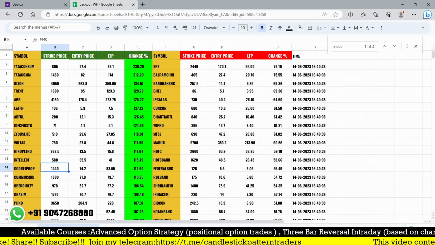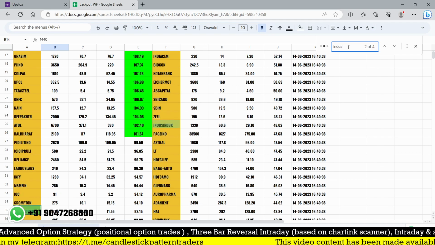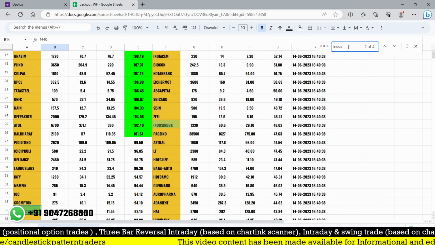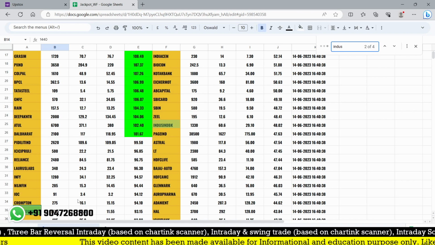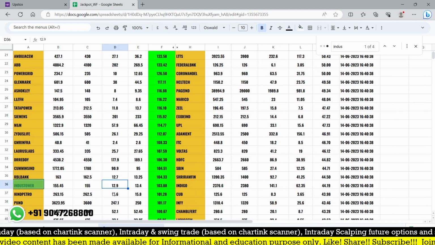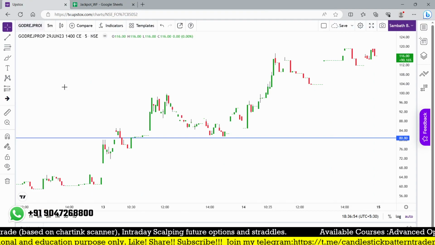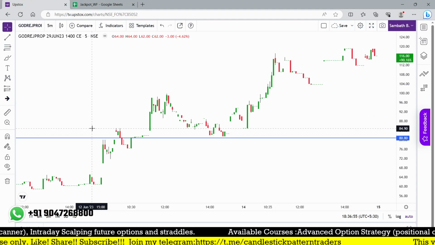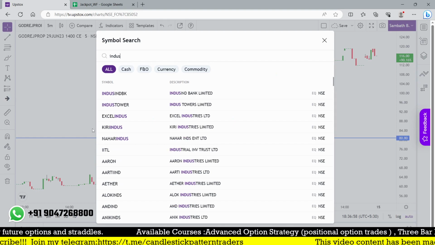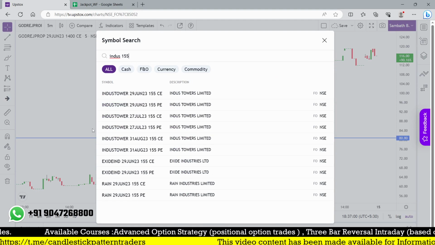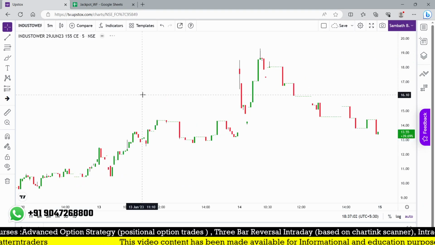So weekly, we check in our weekly 157. Here is not the right strike price. Maybe we are going to get around 12.9 in this tower. I think entry is 12.9. This position was taken in this tower, the 155 call option. Let me look at this.